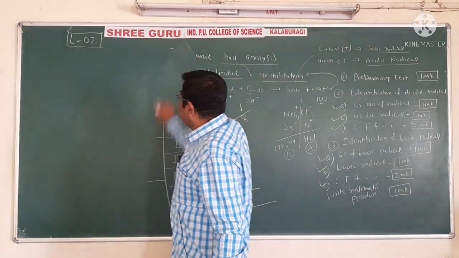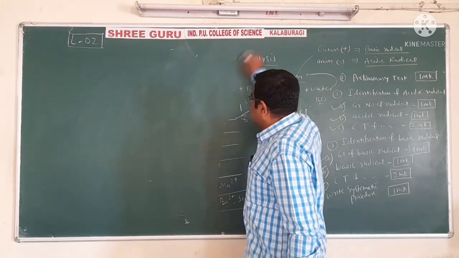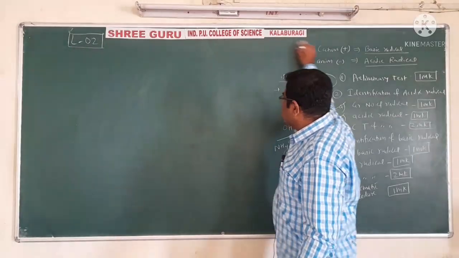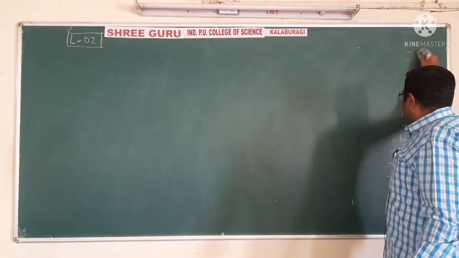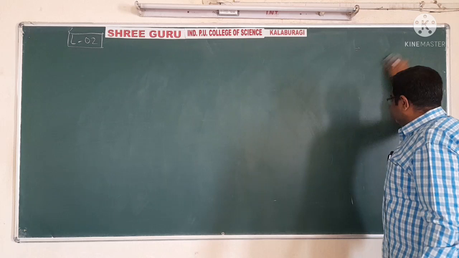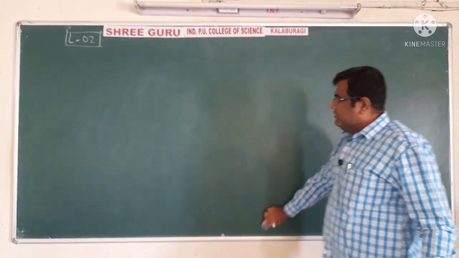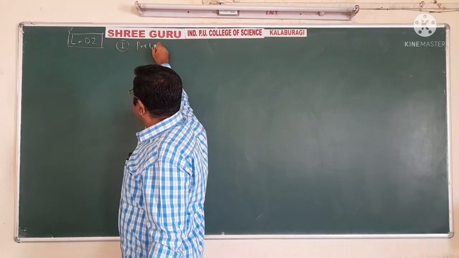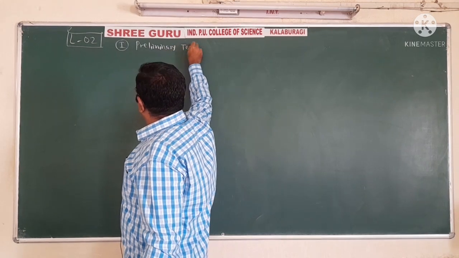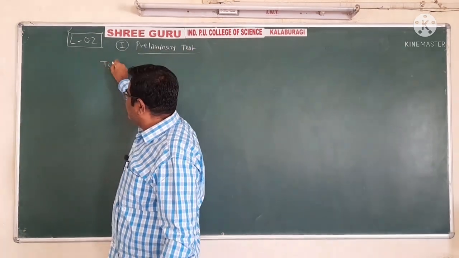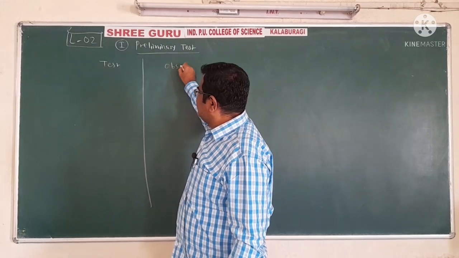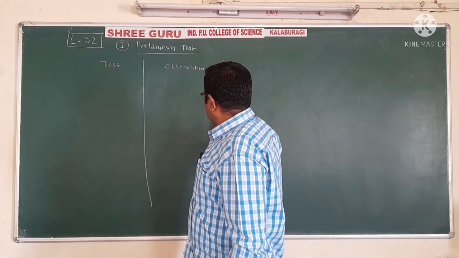So I will start with the preliminary test. Preliminary means initial. Not much information will be obtained in the preliminary test, but it is required because it gives us a clue regarding what type of salt may be present, and what type of radicals may be present in it. So we will start with the first part, which is the preliminary test. We have to systematically make 3 columns. In the first column, we write what test you are going to do, then what observations you obtain, and what the inference is.